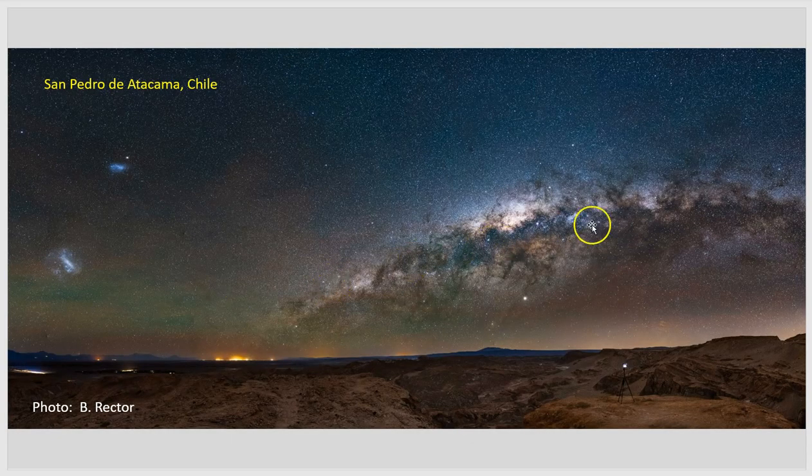Here's a picture of our Milky Way galaxy, but we also see the two Magellanic Clouds, the Large and the Small Magellanic Cloud, only visible in the southern hemisphere. So these are clusters of stars that are outside of our own disk, our own spiral galaxy, the Milky Way galaxy.